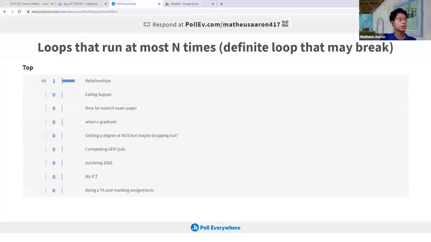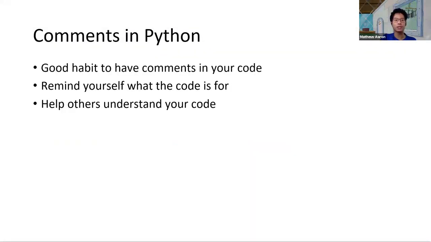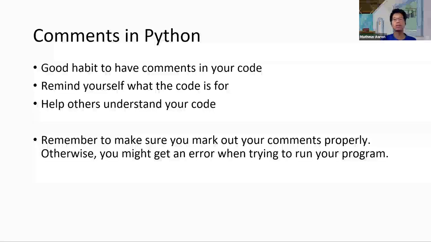Okay, that's the end of today's tutorial, I think. Oh yeah, basically, comments are a good habit. It's a good habit to comment in your code, especially your assignments later, when it starts from assignment 3 onwards. It helps you remind yourself what the code is for and helps others understand your code. Please help me understand your code when I grade your assignment. And just make sure to mark out your comments properly. Otherwise, you might get an error when trying to run your program.